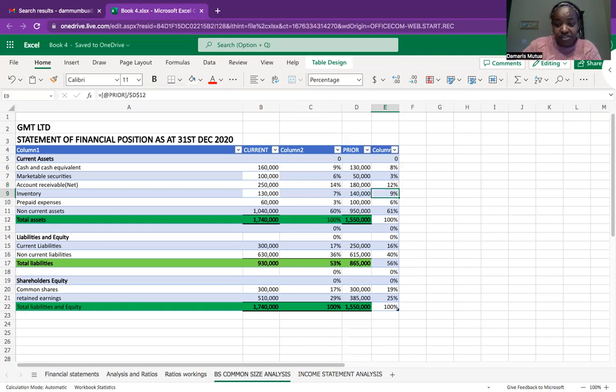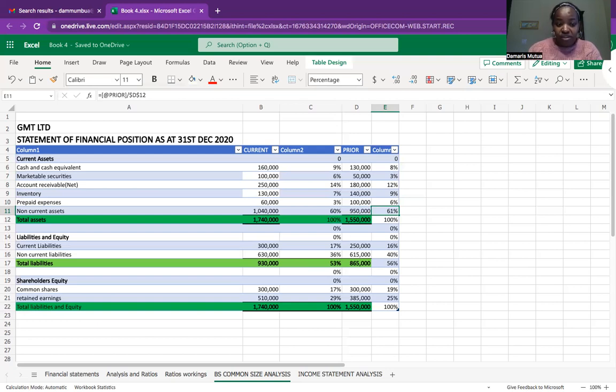Inventory has gone down from 9 to 7%, which is good. Prepaid expenses, 6%, prior period 3%. It's a good sign. Non-current assets, they've reduced from 61% to 60%. Maybe we've disposed of assets that we didn't need. So Hashedi will be able to explain what is happening to our current assets. Maybe depreciation could be the reason, we've depreciated our assets.